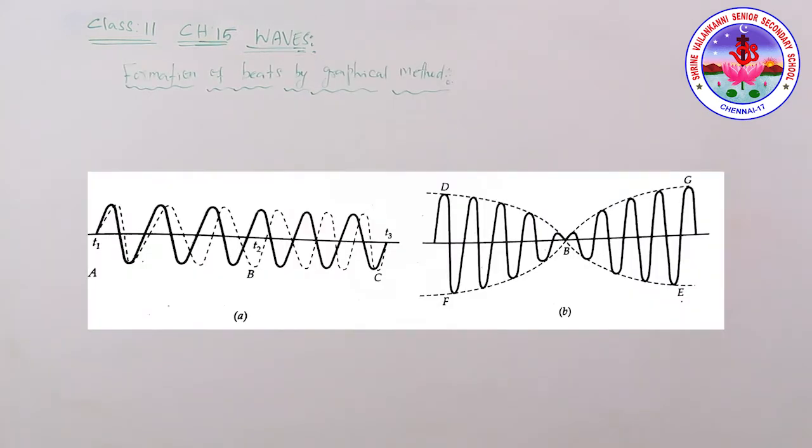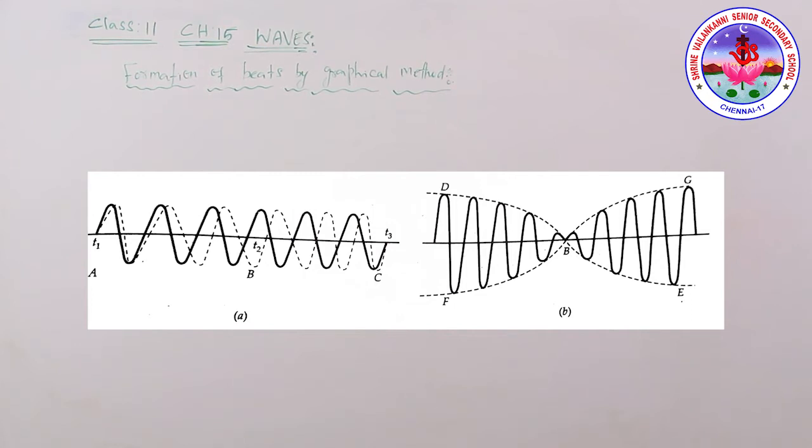So, the formation of beats by the graphical method. You are seeing on the screen the graphical method of the formation of beats. See that in A1, the full line curve is the displacement-time curve for the wave of frequency mu1, and the dashed curve is for the wave of frequency mu2. You may observe that mu1 is slightly greater than mu2.